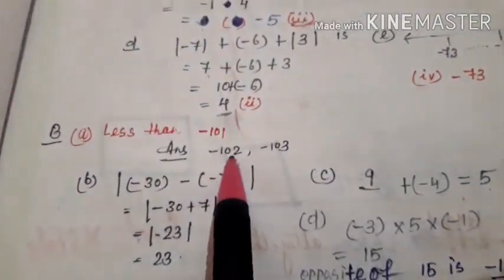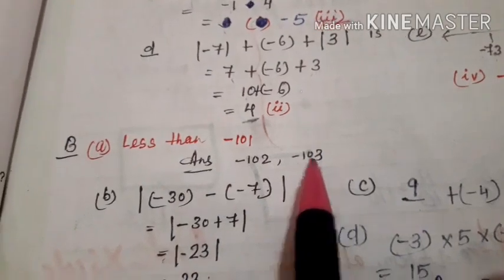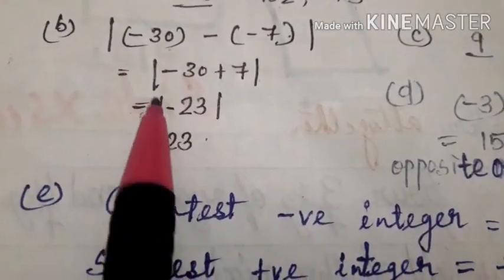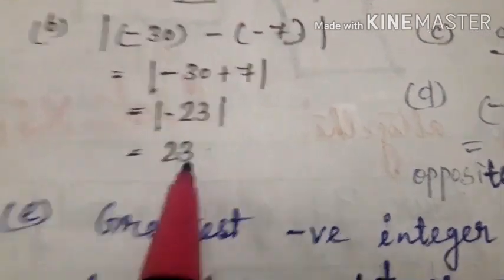Okay. Then question B, answer the following question. Write any two integers less than minus 101, like minus 102, minus 103. Okay. Then find the value of minus 30 minus of minus 7, absolute value. Okay. Or you can say mod of minus 30 minus of minus, plus 7, which is equal to minus 23. The mod is equal to 23.